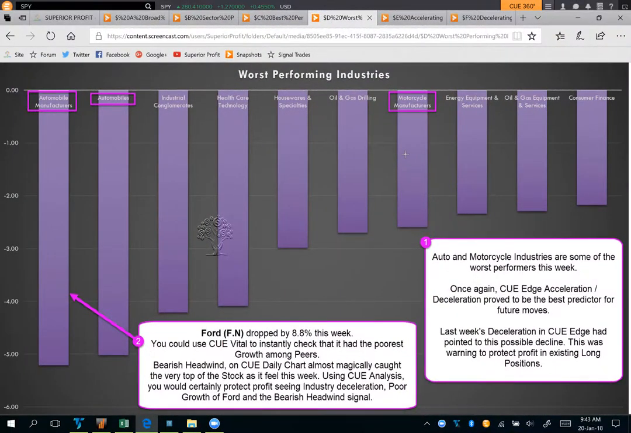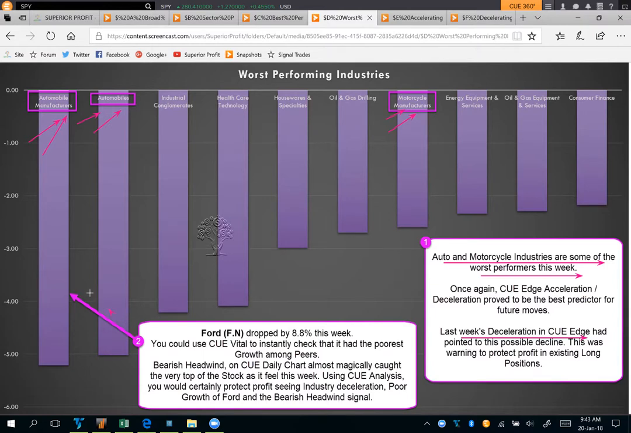Worst performing industries. There are three industries in this list related to automobiles and motorcycles. Automobile manufacturers, automobiles and motorcycle manufacturers. Interestingly, auto and motorcycle industries which are worst performers in this week, they were decelerating 1 week ago. Last week's deceleration in QH could correctly predict the possible decline in these industries.